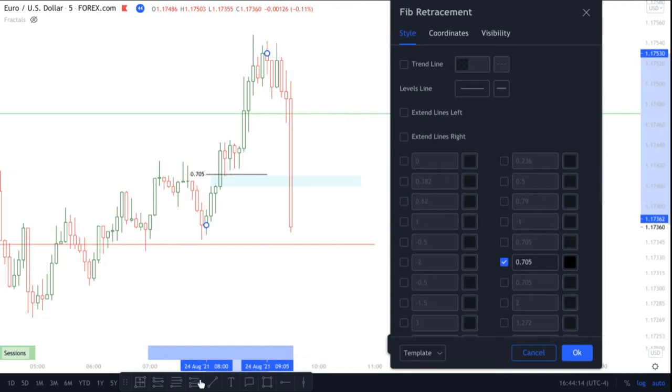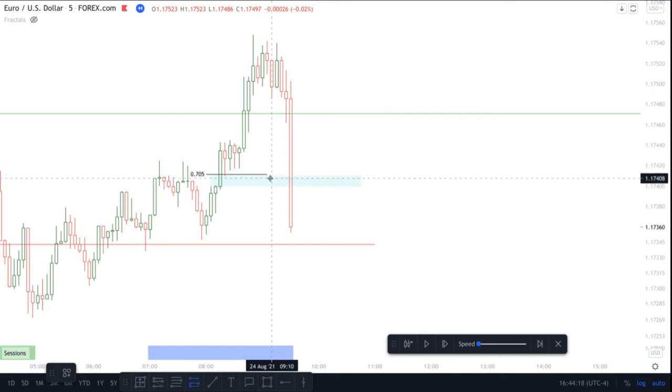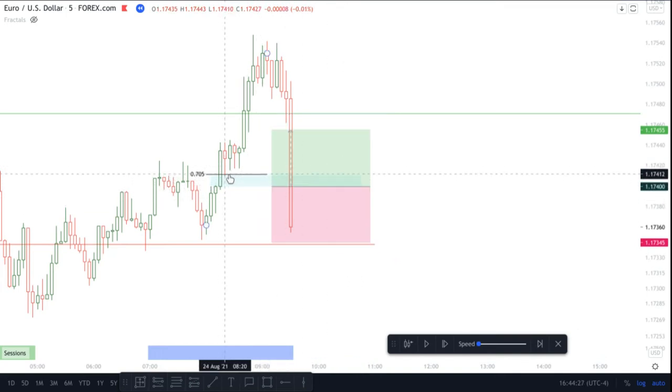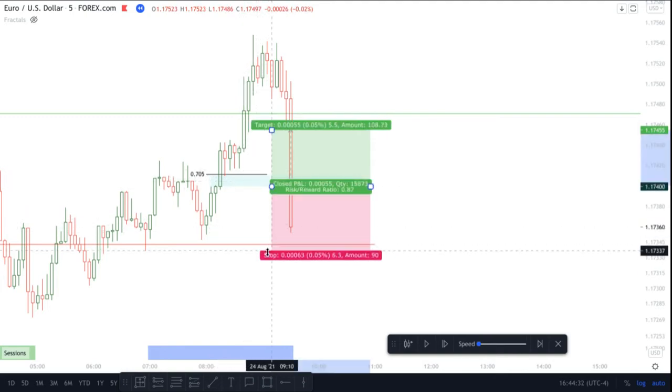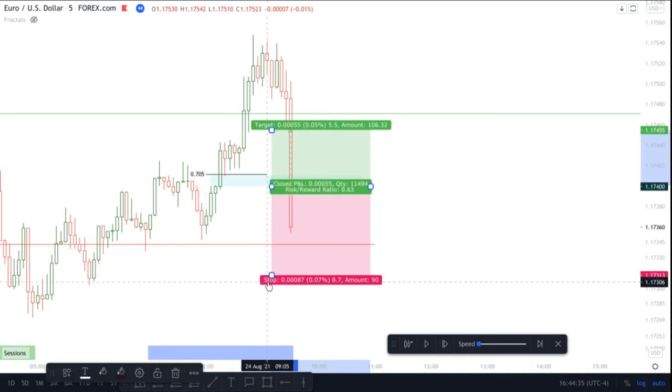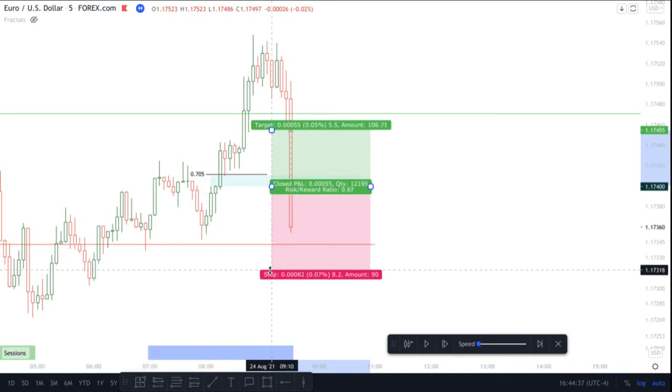Enter right there. Enter right here. Probably the OO level, 17400. Yeah, it's not exactly on the 70.5% level, but the fair value gap is more important. Stop loss, you can put stop loss right below here. 8 pip stop.